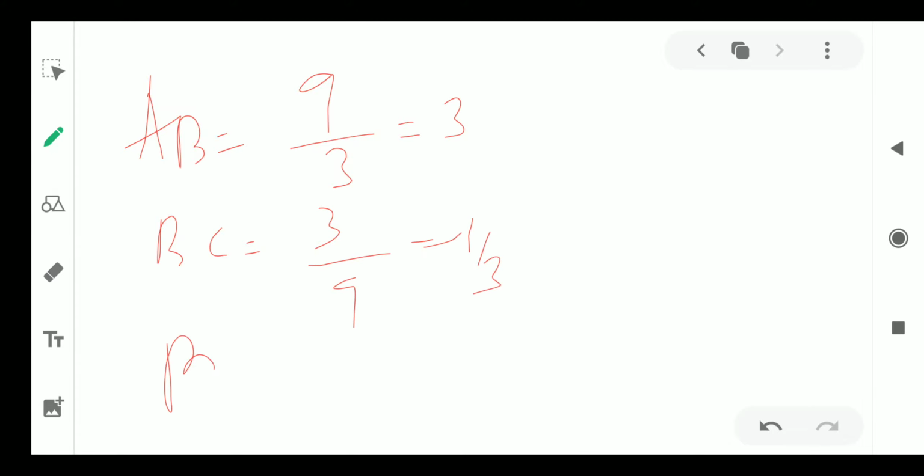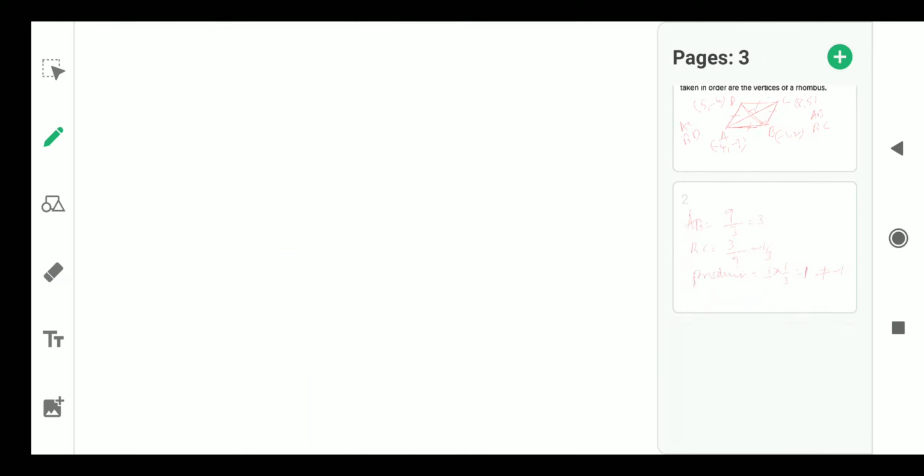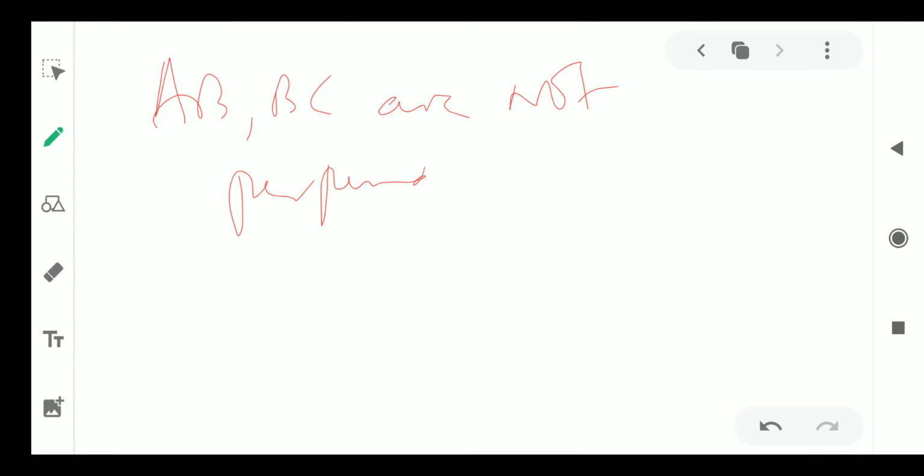So the product of these slopes AB and BC is 3 into 1 by 3, which is equal to 1. It is not equal to -1. The product is not equal to -1, therefore AB and BC are not perpendicular to each other. That means the angle at B is not equal to 90 degrees.